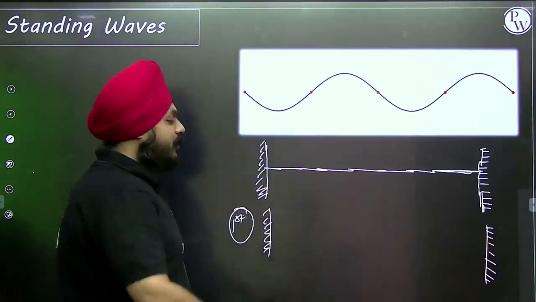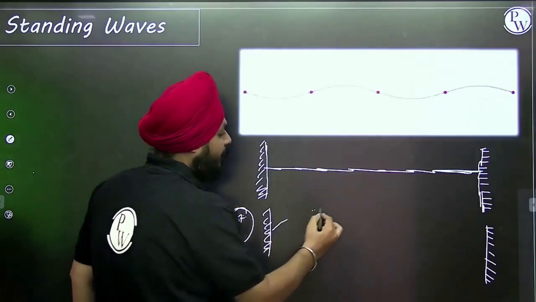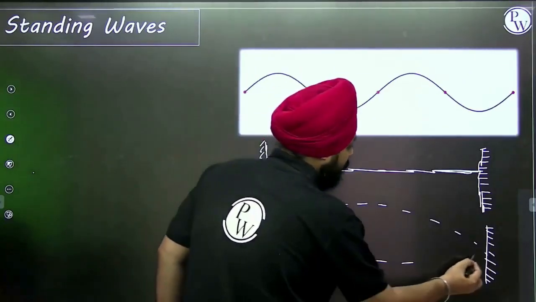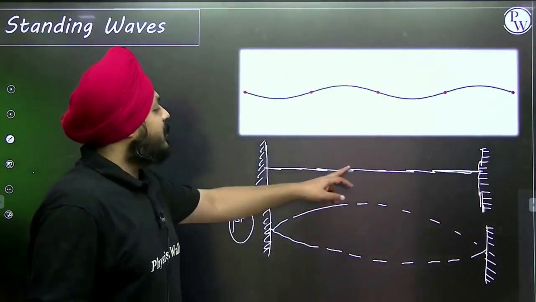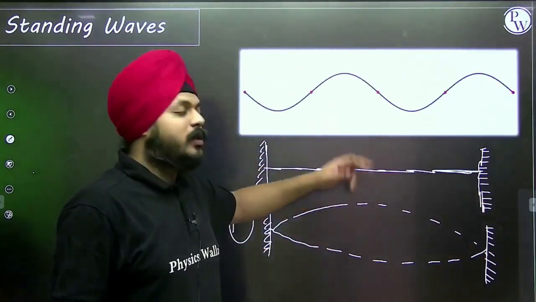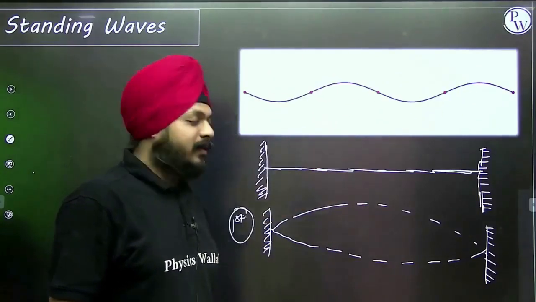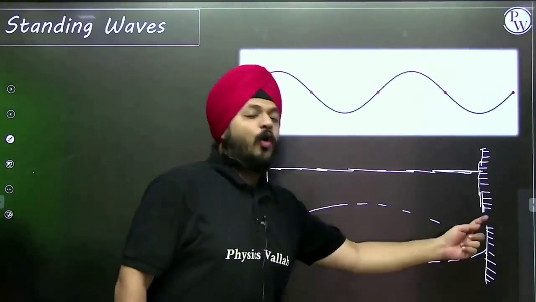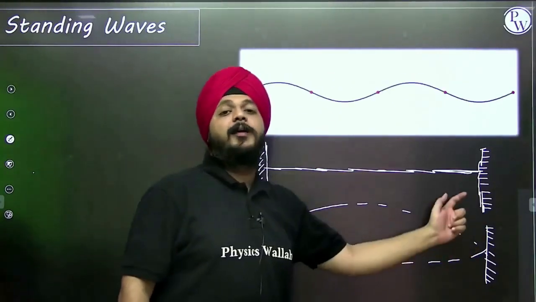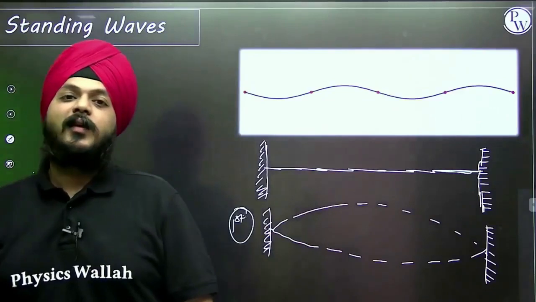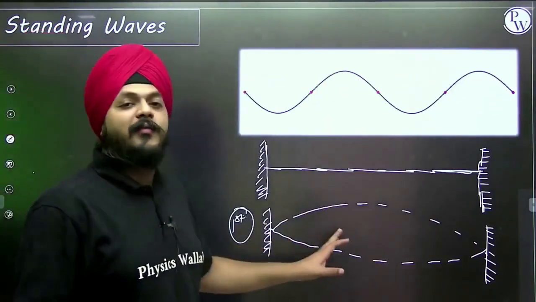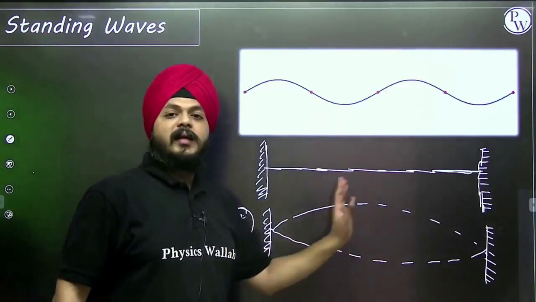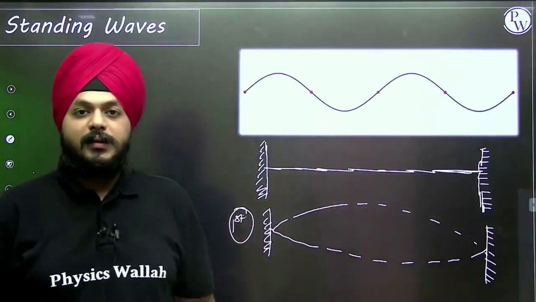Suppose we give a high disturbance. The string will start moving up and down, and slowly, if a high force is applied, then this is the first part of the standing wave. This kind of shape will appear in front. It is not an entire pulse, but it's a part of the whole pulse.